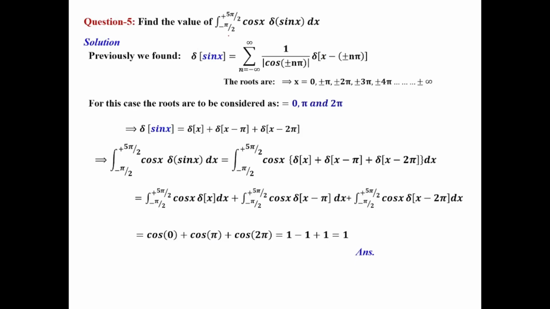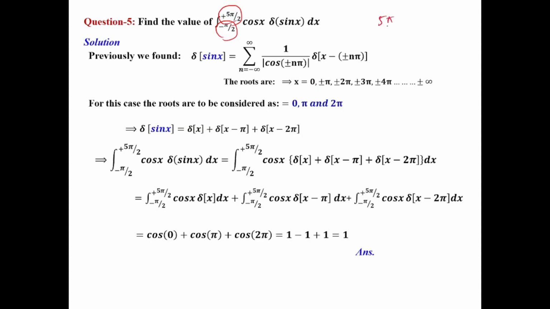Find the value of the integral from minus pi by 2 to plus 5 pi by 2 of cos x delta sin x dx. Most important question. Previously what we found, delta sin x equal to this much. So as per the limits given in the integral, minus pi by 2 to plus 5 pi by 2, in between the limits what roots are possible? Only these three roots are possible.